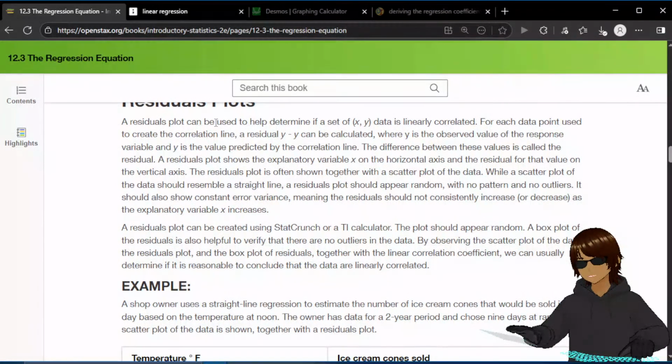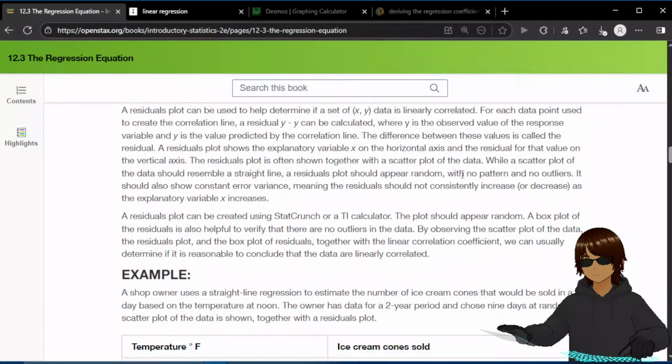A residual plot can be used to help determine if a set of xy data is linearly correlated. For each data point used to create the correlation line, a residue y minus y hat can be calculated, where y is the observed value of the response variable and y hat is the value predicted by the correlation line. The difference between these values is called a residue. A residue plot shows the explanatory variable x on the horizontal axis and the residue for that value on the vertical axis. The residue plot is often shown together with a scatter plot of the data.